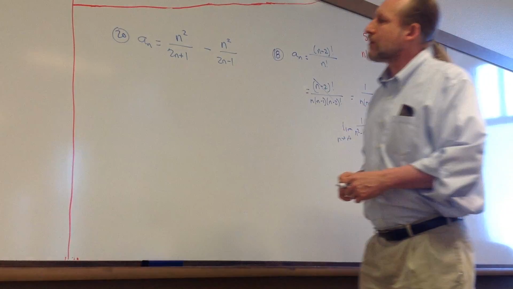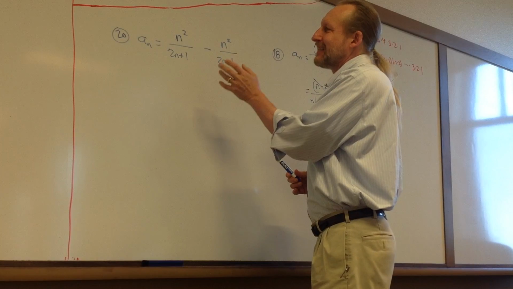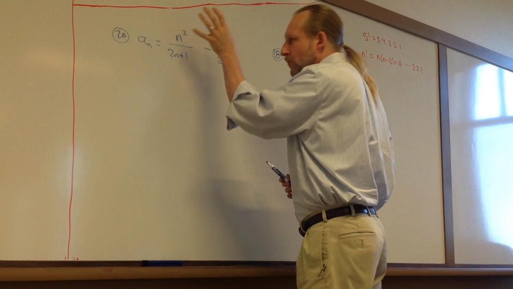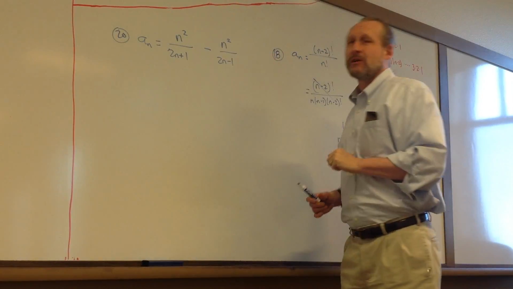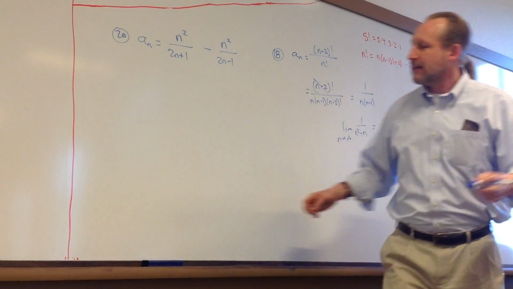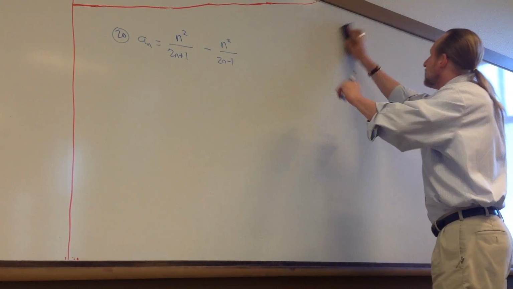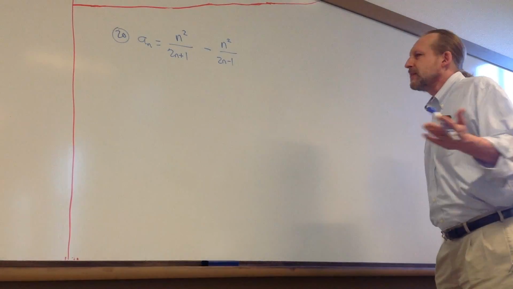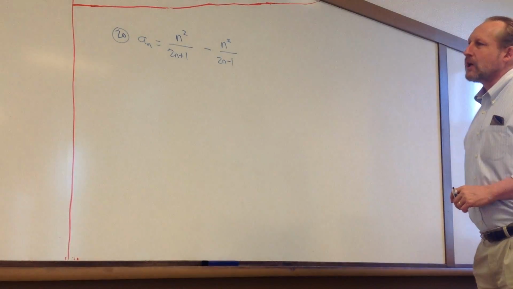Now, if we go back to the rule that says that if the power of the variable is higher on the top than it is on the bottom, then when n goes to infinity, this fraction will go to infinity. But so does this one. And when you have infinity minus infinity, that's what's called a non-computable value. It's an indeterminate value. You can't figure out infinity minus infinity. Okay? So, what do we do?